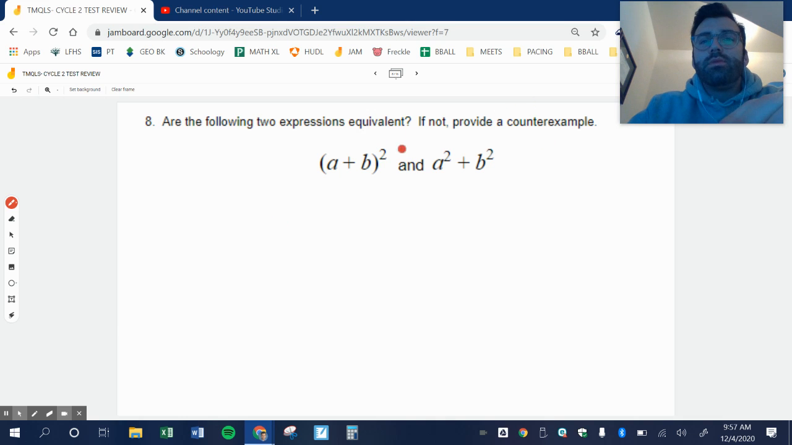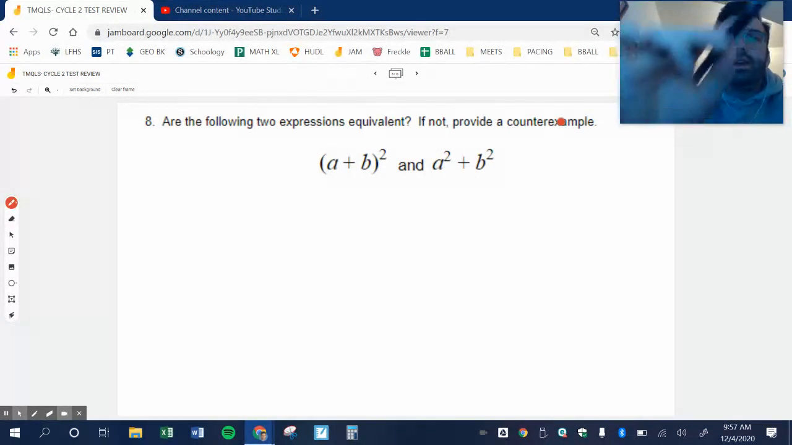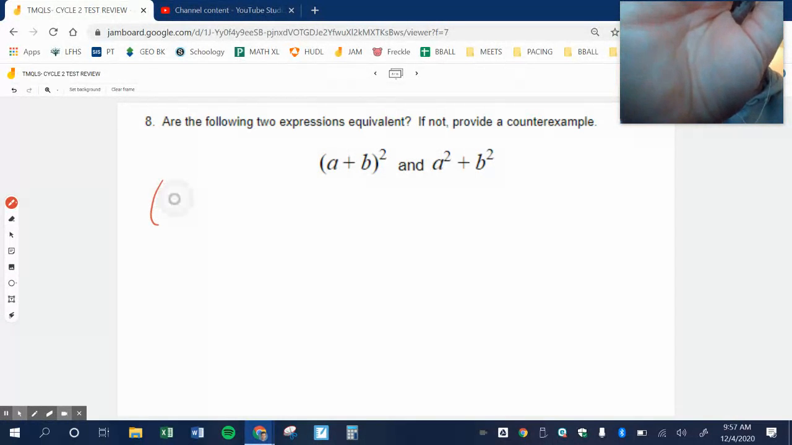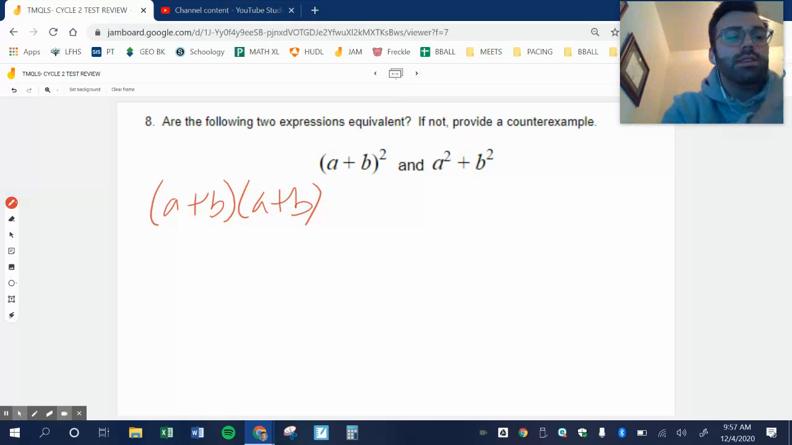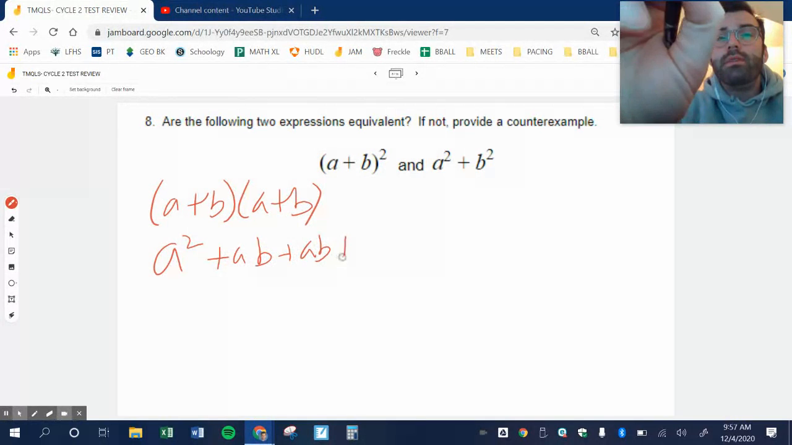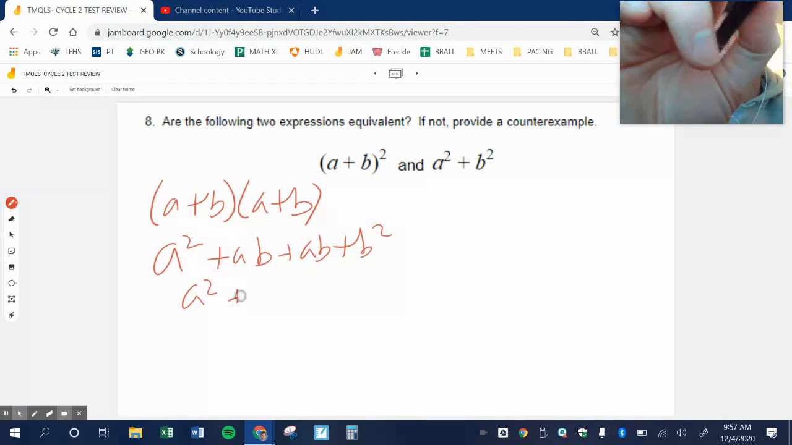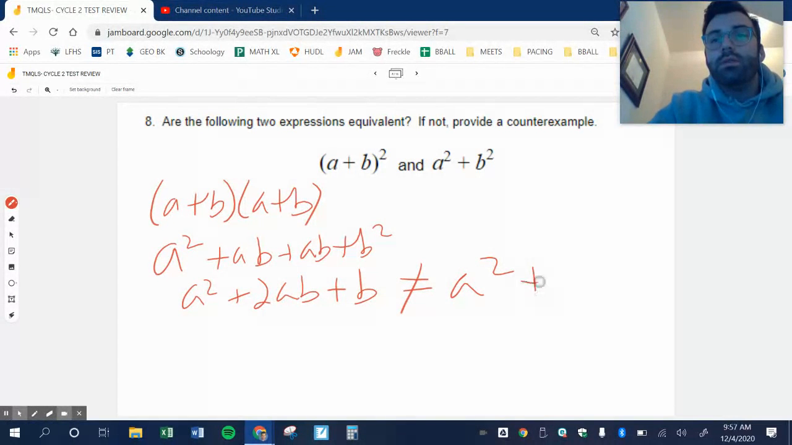All right. Next one, are the following equivalent? I have (a plus b) squared and a squared plus b squared. All right, so (a plus b) squared, I want you to remember, is really (a plus b) times (a plus b). So if you were to see this question on an assessment, you need to tell me that (a plus b) squared is really this, which means that's a squared plus ab plus ab plus b squared, or a squared plus 2ab plus b squared, which does not equal a squared plus b squared.